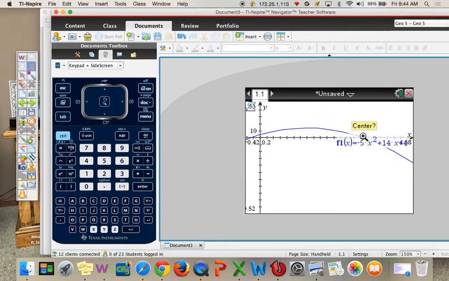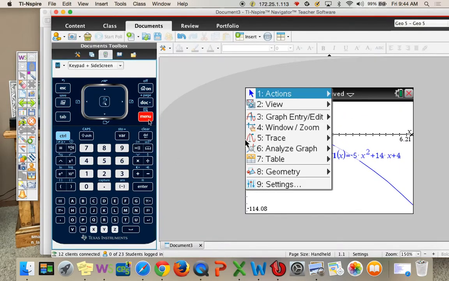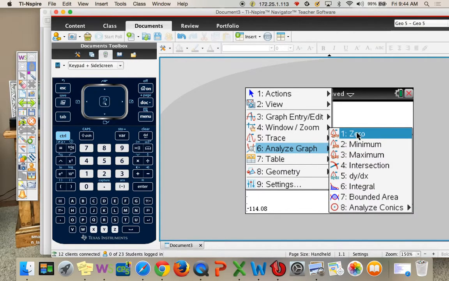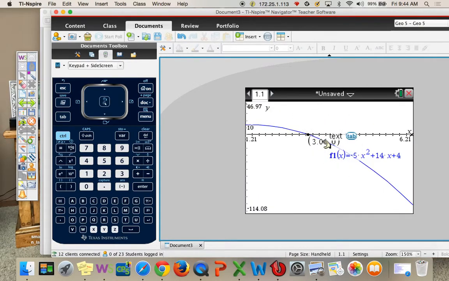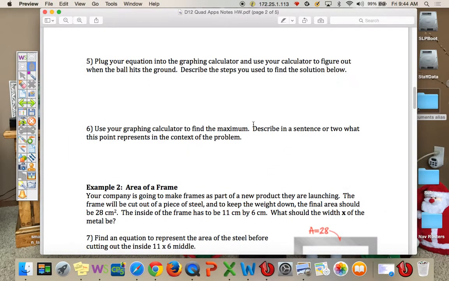All right, so let's figure out this value right here. It went up, it went down. Let's find it by going to menu, analyze graph, and we want the zero here. So we calculate that zero, and we can see that at 3.06 seconds, the height is 0. All right, let's do the next problem.